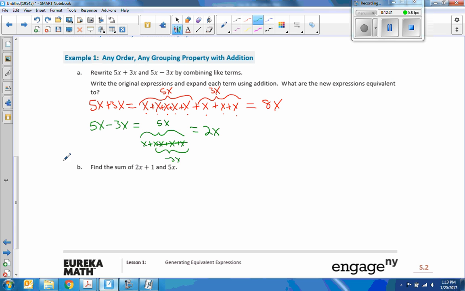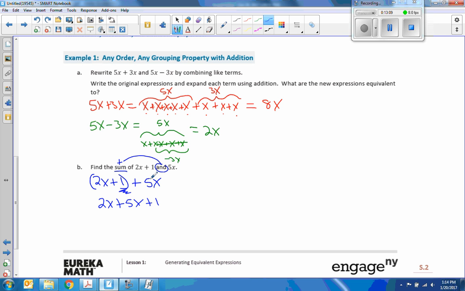Okay. B, find the sum of 2x plus 1 and 5x. 2x plus 1. And when we say the word sum, we know it's addition. And the word and is our location of that symbol. So 2x plus 1 was given here. And the sum of this and 5x. That's what the word and tells us, where this operation comes from. So 2x plus 1 plus 5x. I'm going to rearrange this to say 2x plus 5x plus 1.